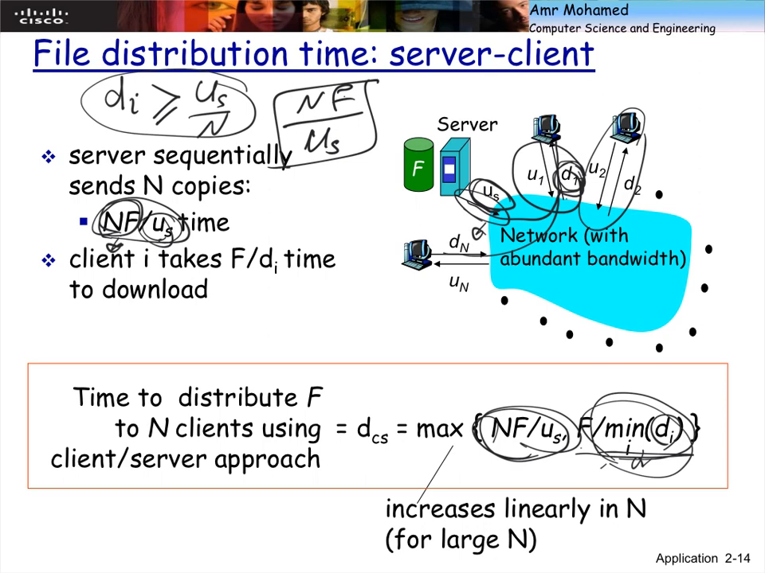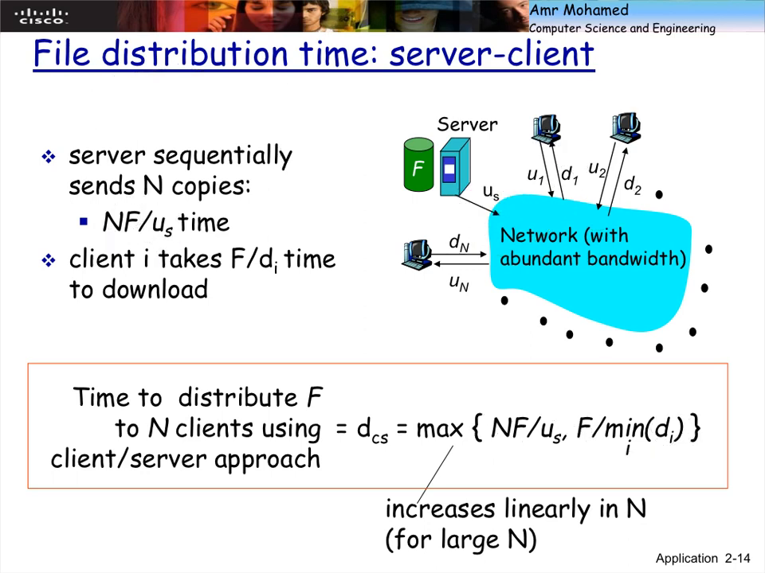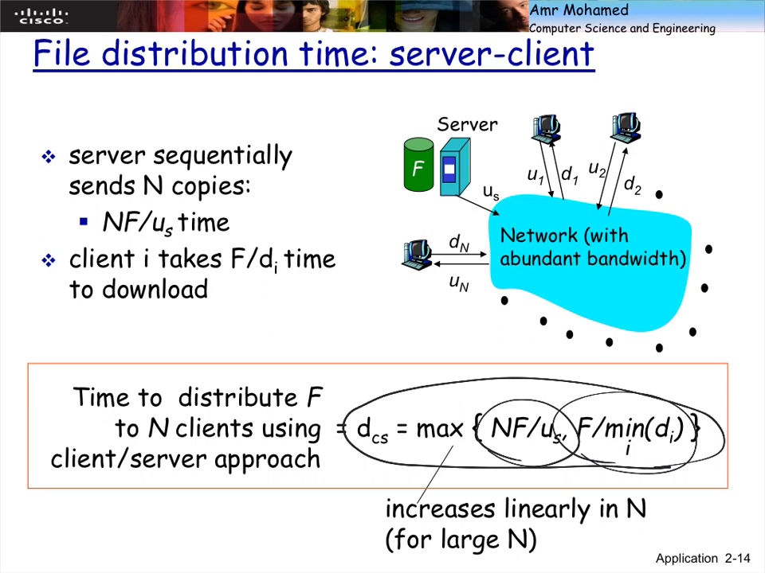So this is for the client server case. So the distribution time is actually the maximum of those two quantities, either NF divided by US or F divided by the minimum DI. So this is the closed form equation. This is the minimum distribution time. So the minimum distribution time is the maximum of those two quantities.